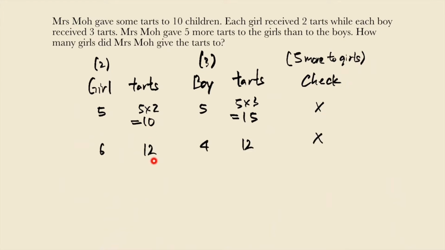Here, they have an even number of tarts, but it's still not correct. Let's add one more. So I've got 14 here and 9. And if you check, hey, that's a difference of 5 right there. 5 more to the girls. Therefore, the number of girls is 7. So this is guessing and checking.